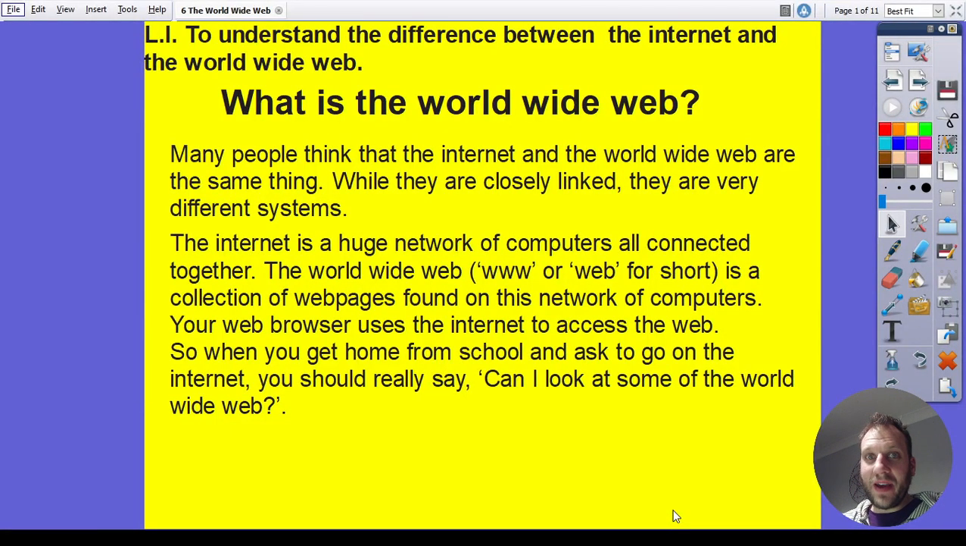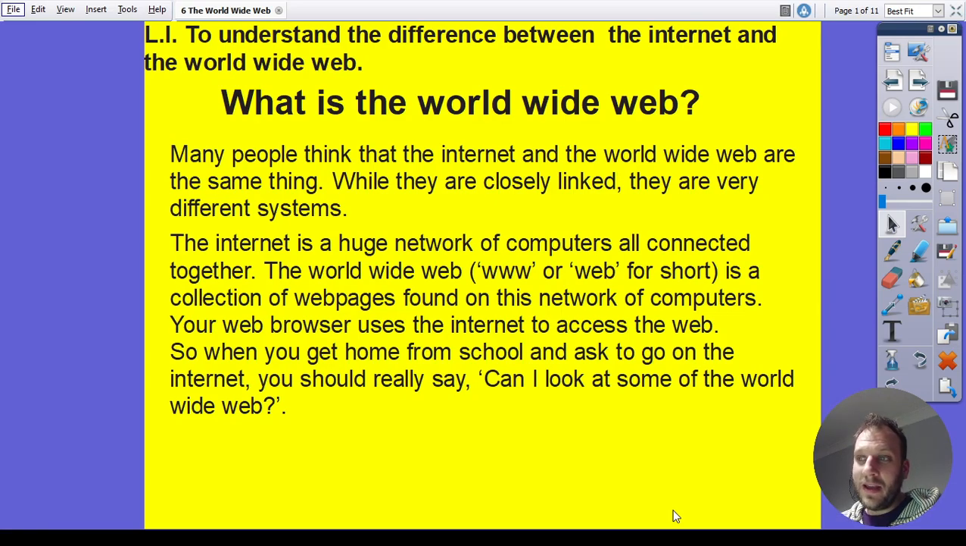Hello, Year 5, and welcome to our next lesson, where we're looking at computers around us, and today we are looking at the World Wide Web. And you might be thinking, but didn't we look at the internet last time? Well, actually, the internet and the World Wide Web aren't the same thing. Lots of people confuse them and think they are, but they're actually different things altogether. They're very closely linked, but they are different systems.